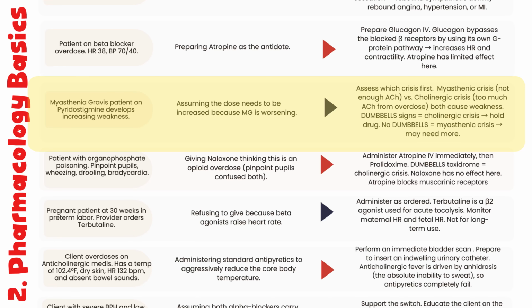Cholinergic crisis means too much acetylcholine from an overdose of the drug itself, and it comes with that DUMBBELS picture. Excess secretions, sweating, miosis. If those signs are present, hold the dose. If they're absent and it's just progressive weakness with dry mucous membranes, that points toward myasthenic crisis instead.